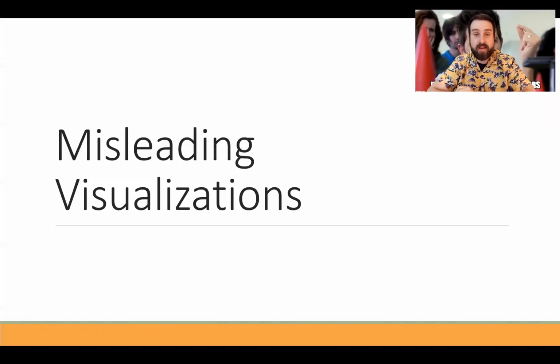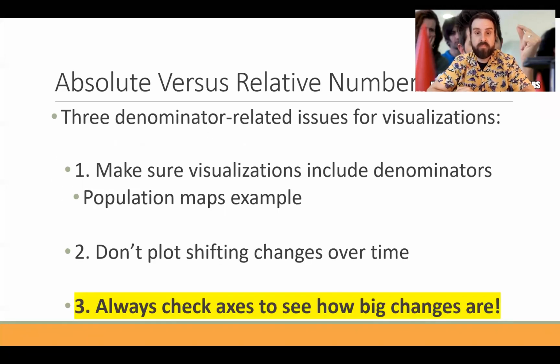We're back for our last video for this lecture, which is about misleading visualizations. There are three denominator related issues when it comes to visualizations. One is make sure that they include denominators, for example, that population maps issue we talked about earlier. So we're not going to revisit that here.